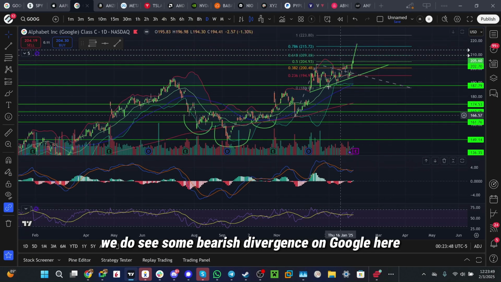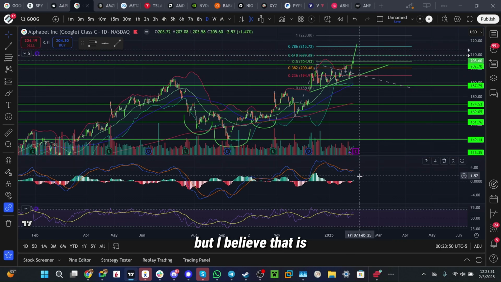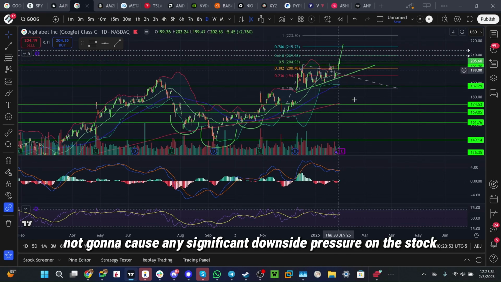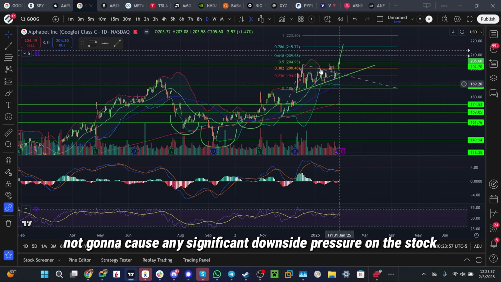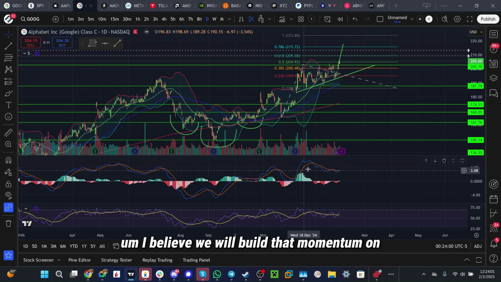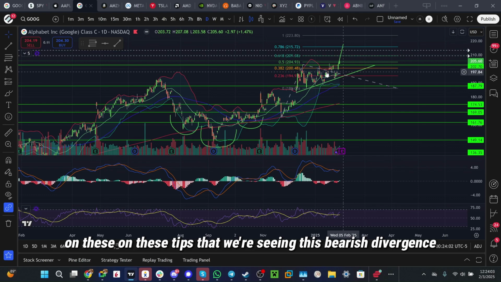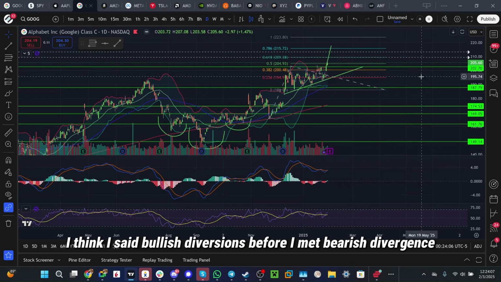We do see some bearish divergence on Google here, but I believe that is not going to cause any significant downside pressure on the stock. I believe we will build that momentum on these dips that we're seeing, this bearish divergence. I think I said bullish divergence before. I meant bearish divergence. So that's Google.